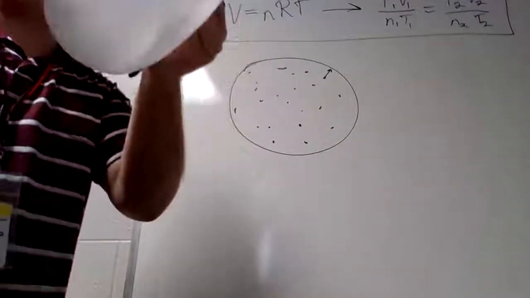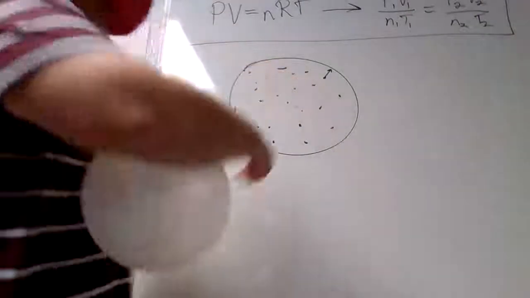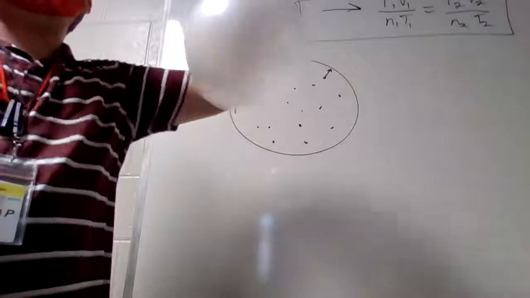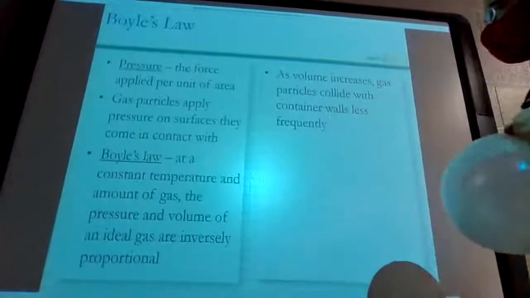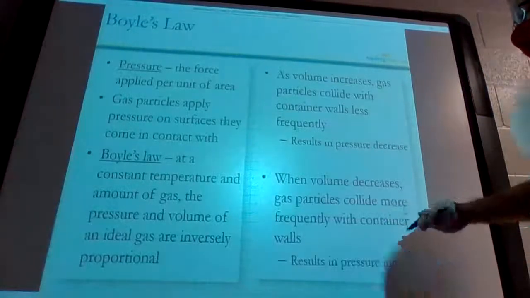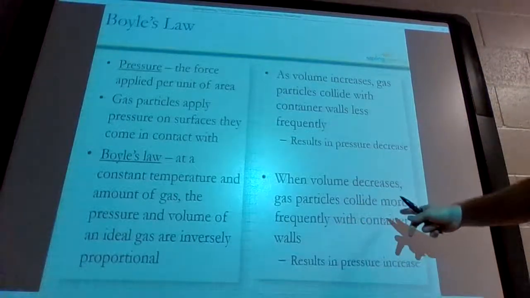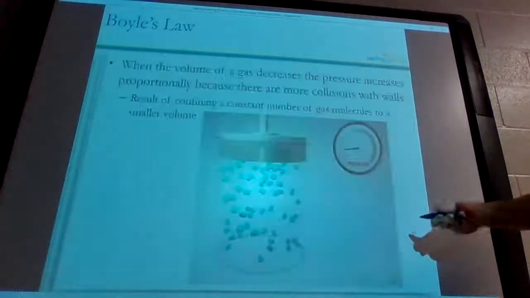If I squeeze the balloon and make the volume less, now all these molecules are in a smaller space and they're going to hit the walls much more often. That's going to increase my pressure. And so that's what we're looking at when we're comparing our pressure and our volume. Let's see. And then they say the same thing. When volume decreases, gas particles collide more frequently with the container walls, resulting in increasing pressure.